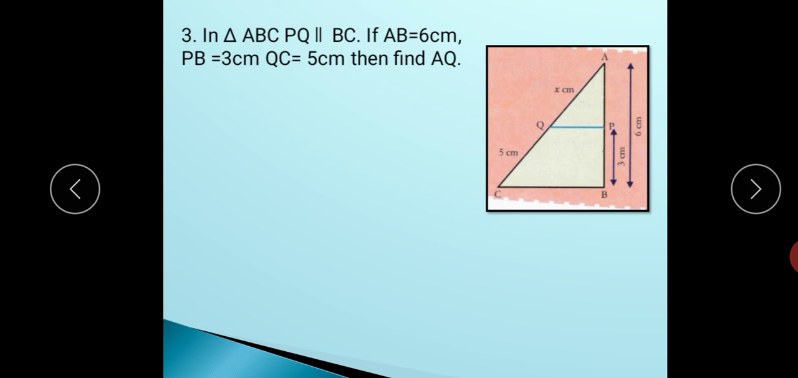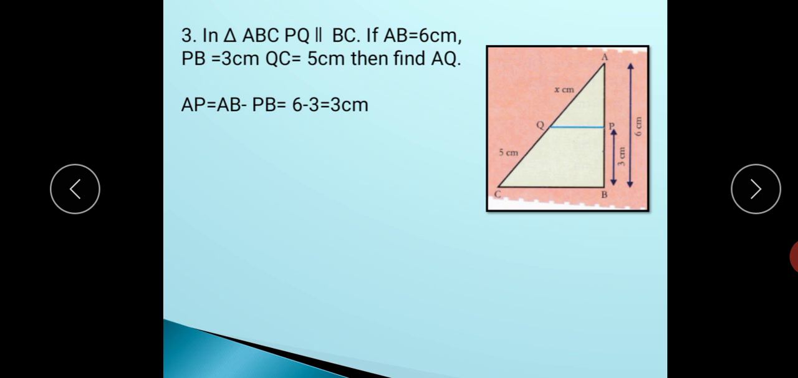So in the third example, in triangle ABC, PQ is parallel to BC. So it's obvious we can apply BPT here directly. AB is 6, PB is 3 centimeters, QC is 5 centimeters, find AQ. Here if you look carefully, you will find that AP is not given.